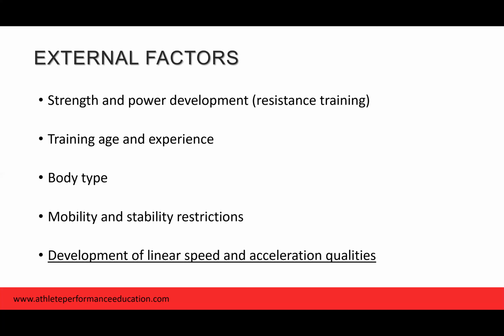Mobility and stability still work the same way as they do for the linear qualities. We need to make sure that those mobile joints have really good range of motion, and those stability joints have really good stability and control. And the other thing that I've listed here is that we really want to make sure the development of linear speed and acceleration qualities has been achieved, or where are they at with that? If they haven't been achieved, then we're probably going to put more of our eggs in that basket, focusing on developing those qualities first and getting a trickle-down effect to the multi-directional speed, rather than just focusing purely on the multi-directional speed until that's been addressed.